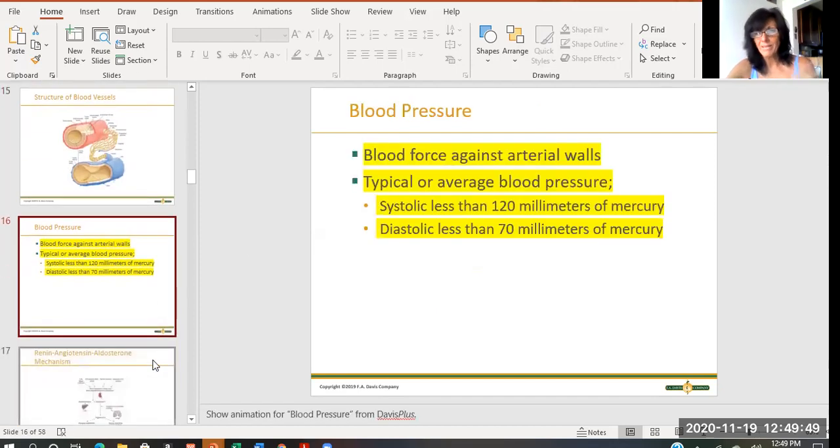Blood pressure. We talk about this a lot. It's a measurement of the force of the blood against the walls of the arteries. Typical or average, I hate the word normal, blood pressure: systolic should be somewhere around 120, diastolic should be around 70, right? Used to be 140 over 80 was considered normal. The American Heart Association has lowered it and lowered it because more and more people suffer from hypertension. And there are consequences. Hypertension is dangerous. It's the silent killer.